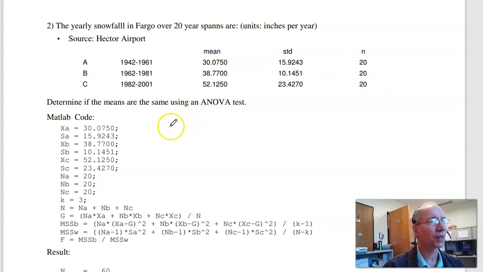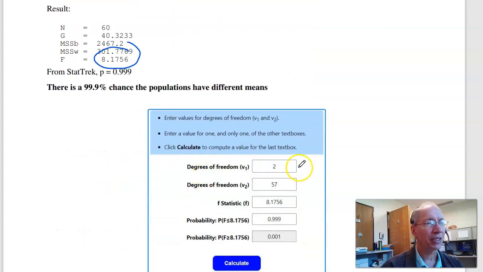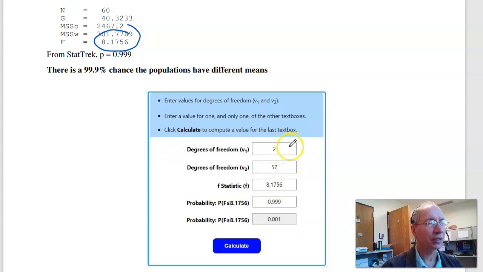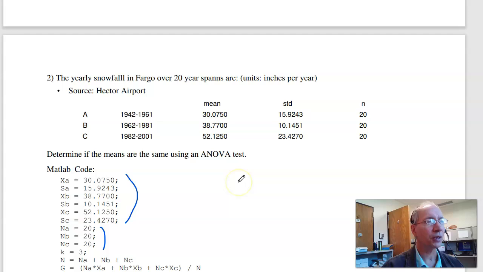Same procedure. Analysis of variance could really care less what the data is. Just input the means, standard deviations, the number of data points, grind it out, you get your F-score. To convert that to a probability, use an F-table. Numerator has, again, k minus 1 degrees of freedom. This is n minus k degrees of freedom. F-score is 8.1. Tells the probability is 99.9, saying that the snowfall for each 20-year span is different.